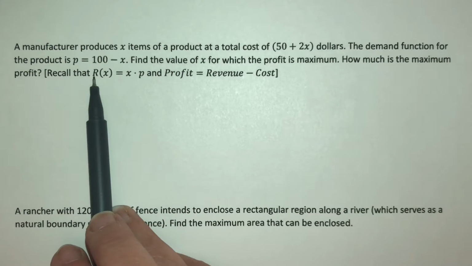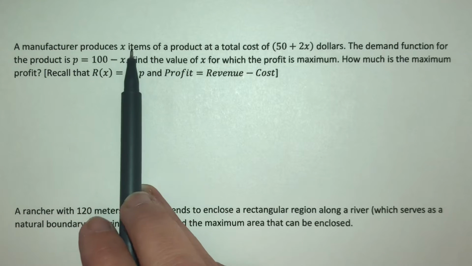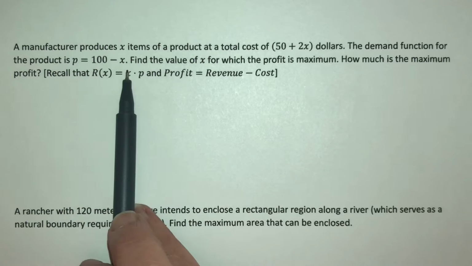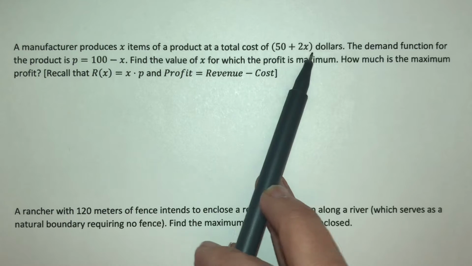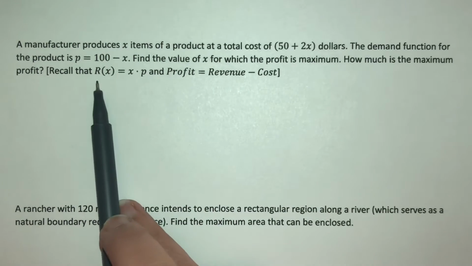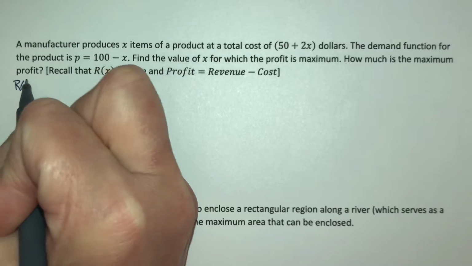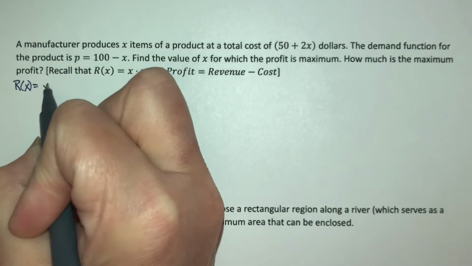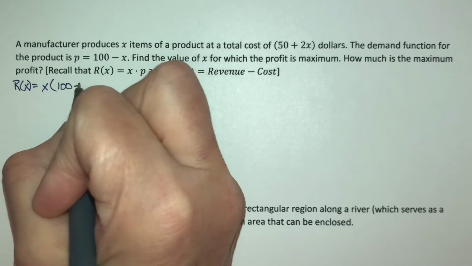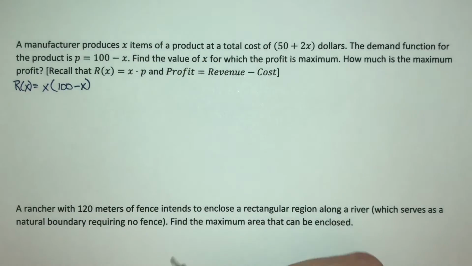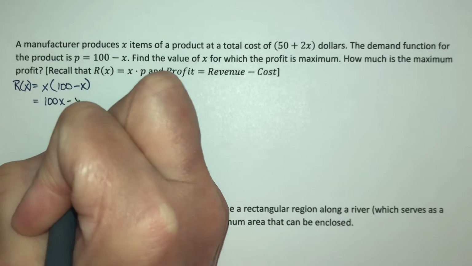That the revenue function is X times P, where X is the number of items produced and P is this formula here. And then profit is revenue minus the cost, which is here. So the first thing we need to figure out is R of X. And it's X times P, and P is 100 minus X. So make that look a little bit better. We have 100x minus x squared.